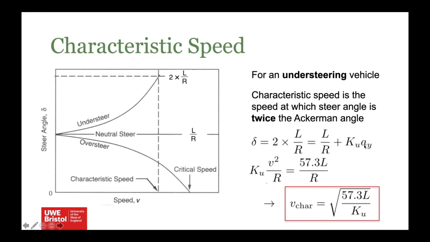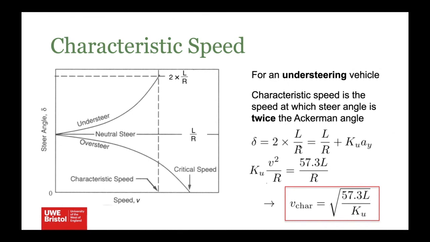But what we want to work out is the speed at which this point happens. So that's 2 times L upon R, and we know that delta also equals L upon R plus KUAY, which is what we worked out earlier. So for this equation to be true, this term, KUAY, must equal 2 times L upon R.